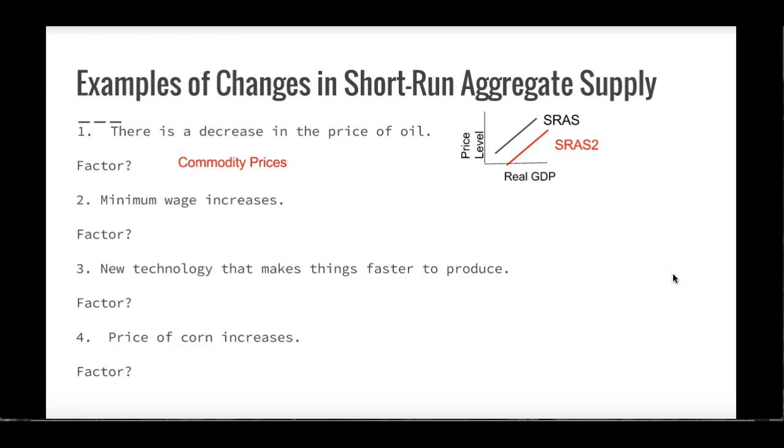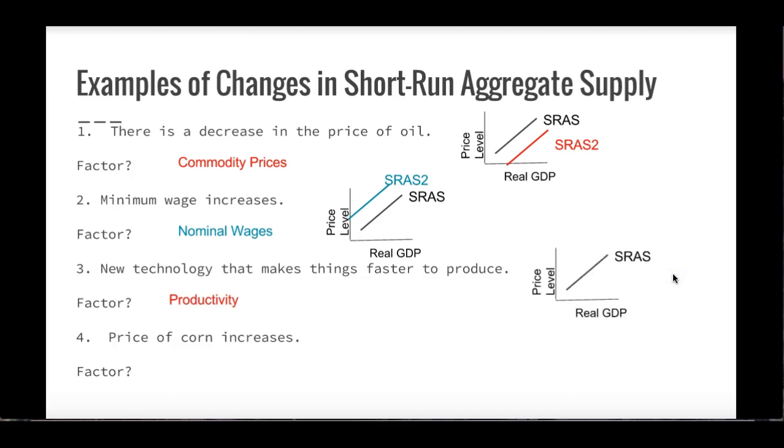Number two, minimum wage increases. If the minimum wage increases, this is going to be nominal wages. So nominal wages are going to be a factor in aggregate supply. If the nominal wages increase, then the short-run aggregate supply curve is going to move to the left. Number three says the new technology that makes things faster to produce. So the factor here is going to be productivity. If it makes it easier to produce, the short-run aggregate supply curve will move to the right.